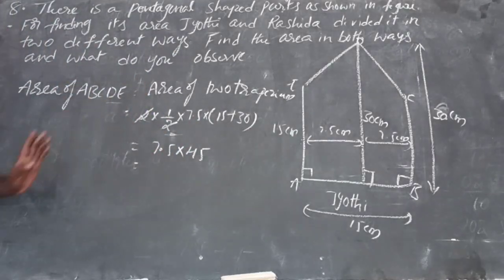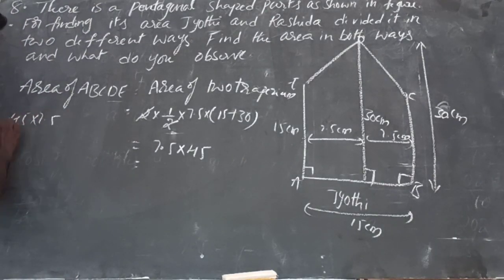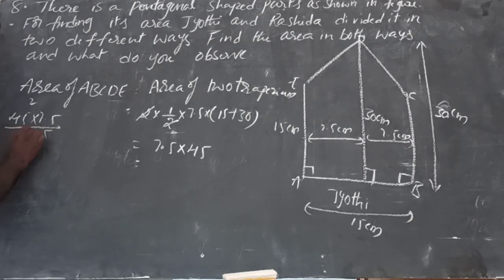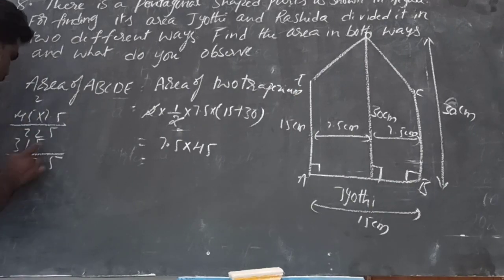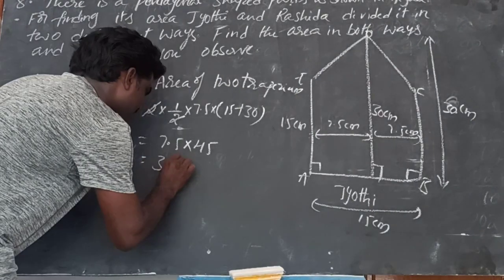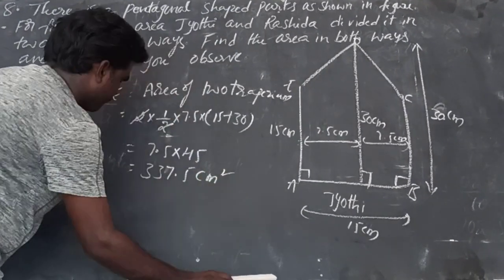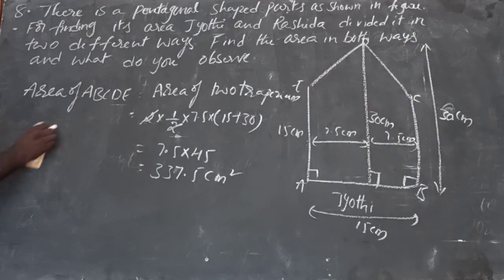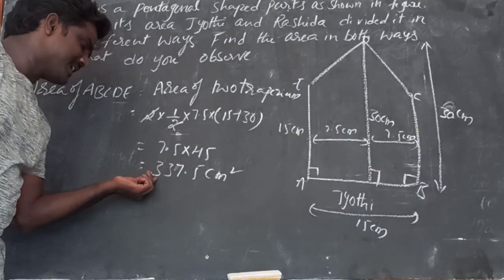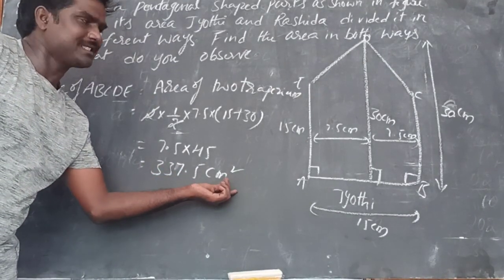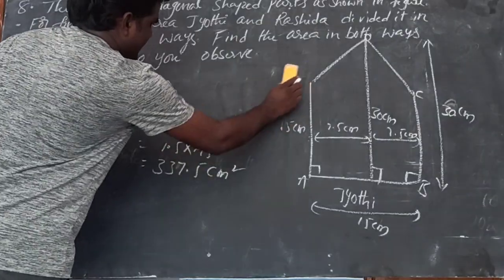Okay, so now multiply 45 into 7.5. How many decimals? One decimal. So we get 337.5 centimeters square. So the area of ABCDE in Jyoti's process is 337.5 centimeters square.